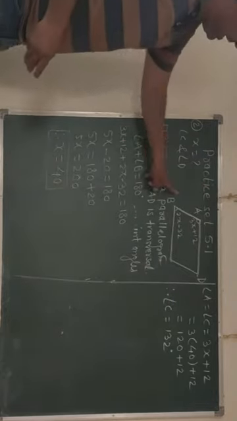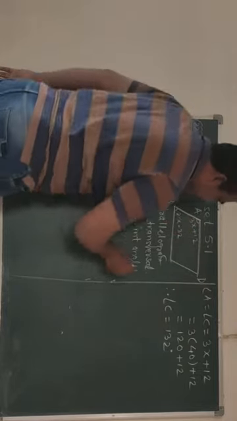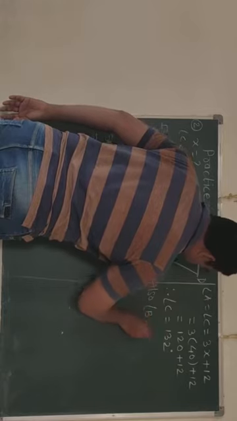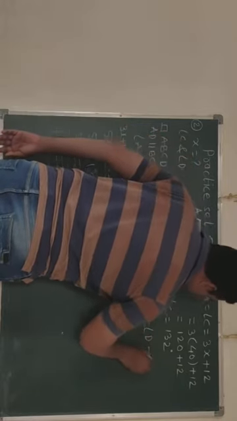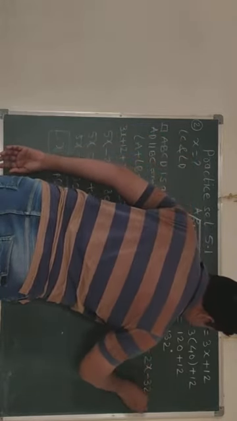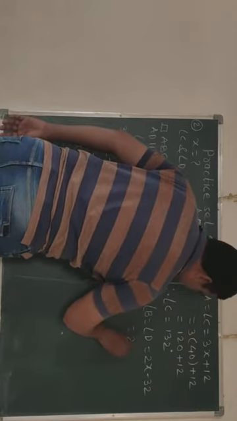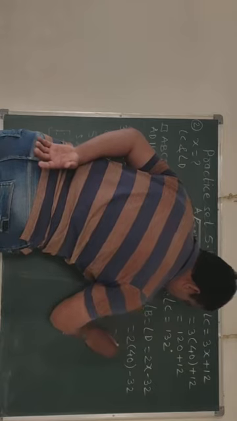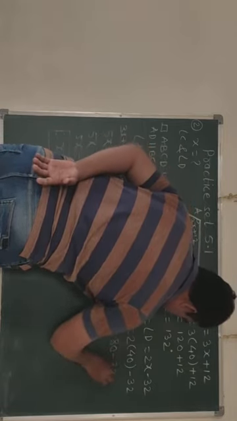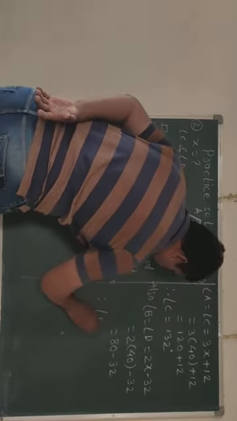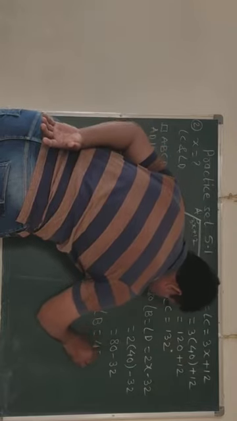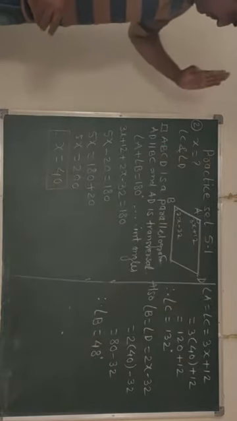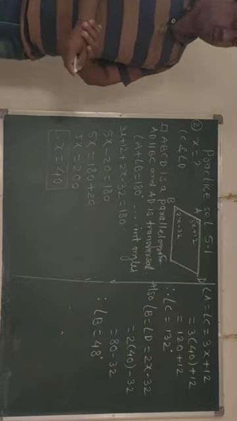In the same way, angle B equal to angle D equal to 2x minus 32. So let's put the value of x: 2 times 40 minus 32. So that is 80 minus 32. Therefore, angle B equal to 48 degree. So in this way, we got the measurement of the angles for the second question.